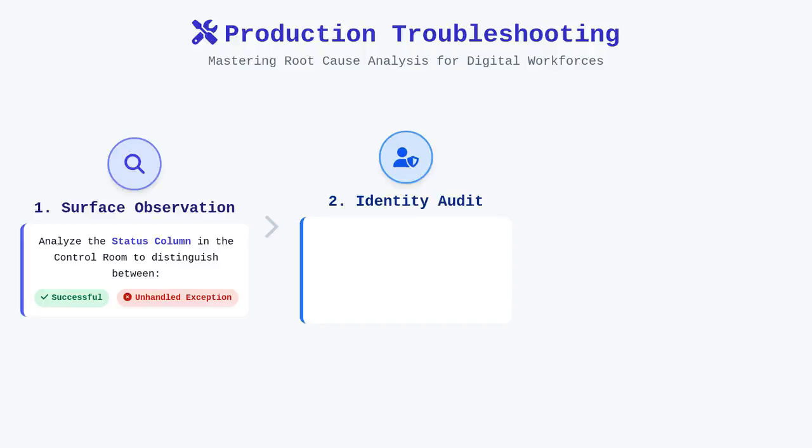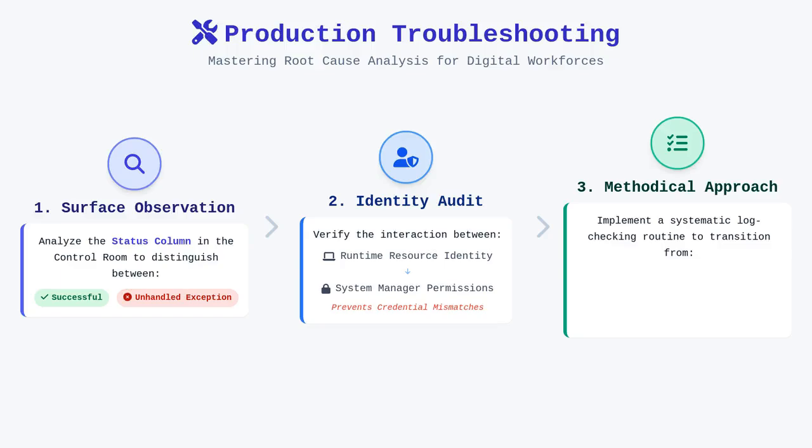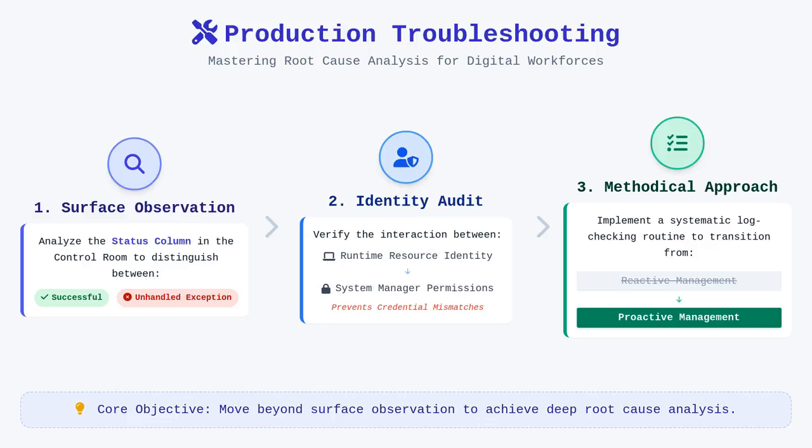Always verify the interaction between the runtime resource's identity and the permissions set in the system manager, as many operational failures are caused by credential mismatches. Developing a methodical approach to checking these logs ensures that you remain proactive rather than reactive when managing your digital workforce.